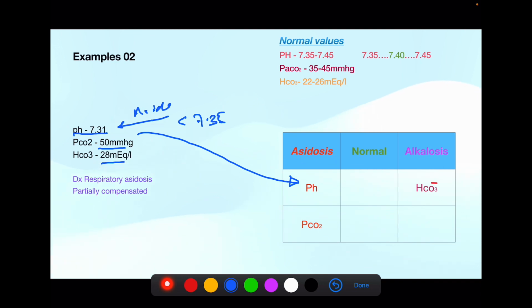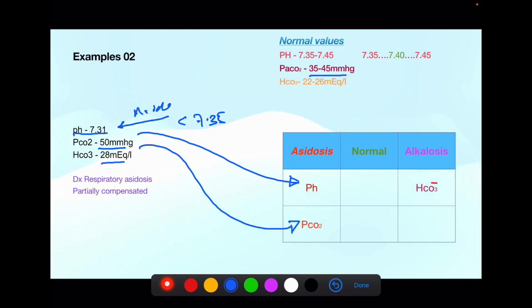What about the partial pressure of carbon dioxide here? It is 50. Our normal value of partial pressure of carbon dioxide is 35 to 45, so it is higher than its upper limit. When carbon dioxide is more than the upper limit, more carbon dioxide accumulation causes what? Alkalemia or acidemia? It causes acidemia. That's why you can put the partial pressure of carbon dioxide also into the acidosis column.